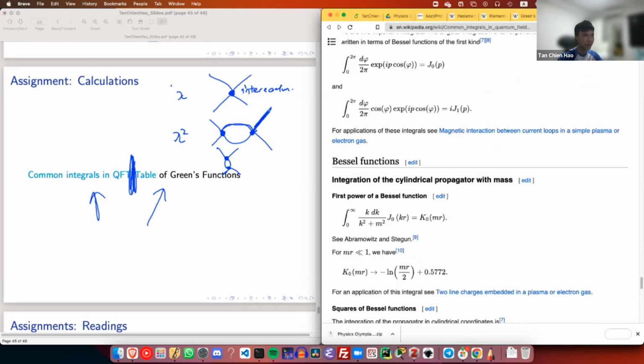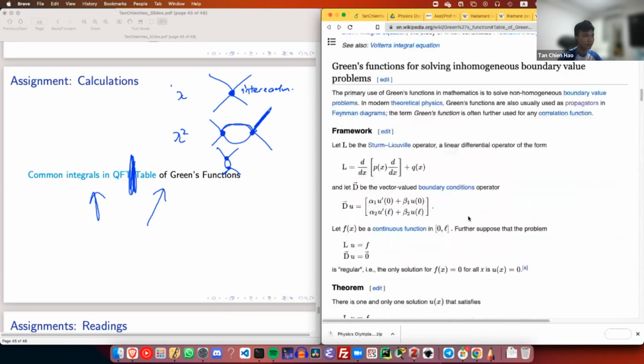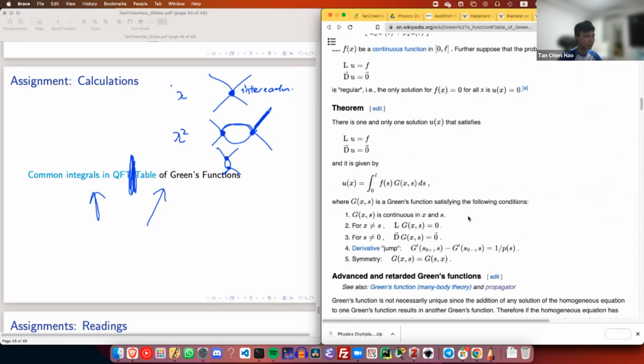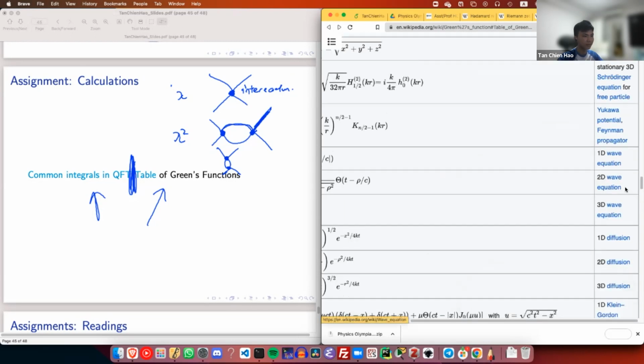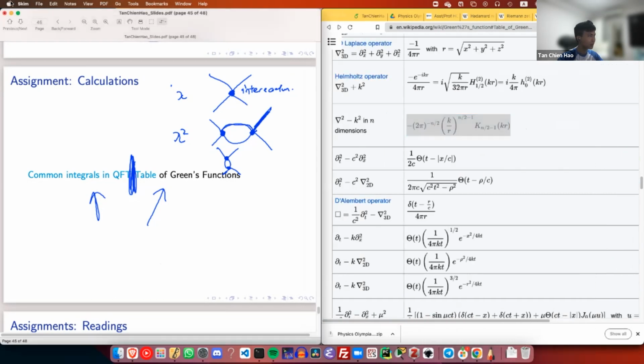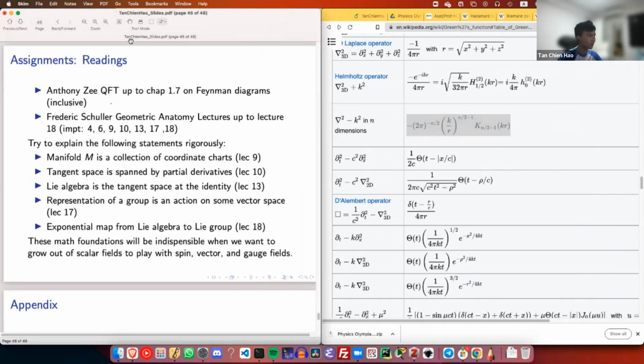Also, as I said previously, the table of Green's functions is nice to work through as well, especially for the Feynman propagator. Try to take a look at it. And besides that, if you're less in the mood for calculations and more in the mood for just watching videos, Anthony Zee's QFT book is very good. He talks up to chapter 1.7 about Feynman diagrams. It'd be good to do some reading ahead because that's what I'm going to try to cover in the next lesson.